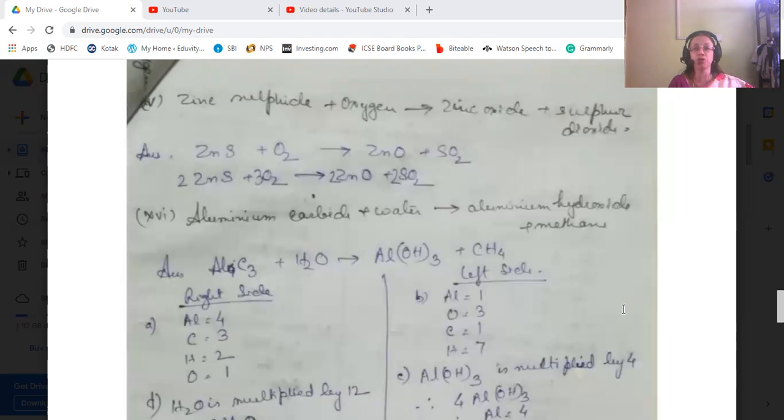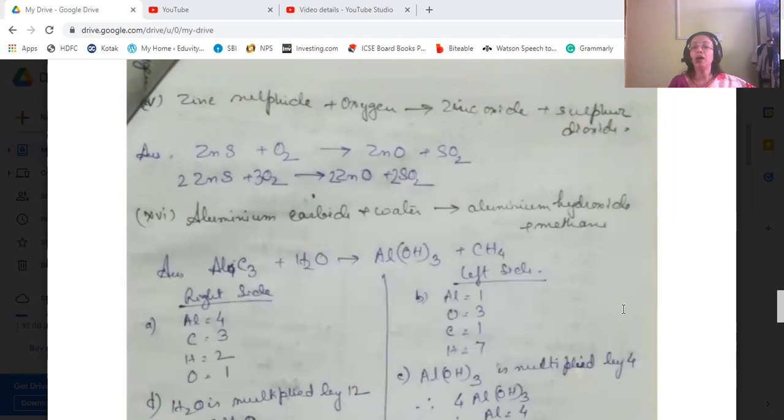This is the skeletal equation. We need to balance it because on the reactant side, ZnS plus O2 is there. So zinc is 1, sulfur is 1, oxygen is 2. Whereas on the product side, zinc is 1, oxygen is 3, and sulfur is 1. So for that reason, we need to balance the equation.